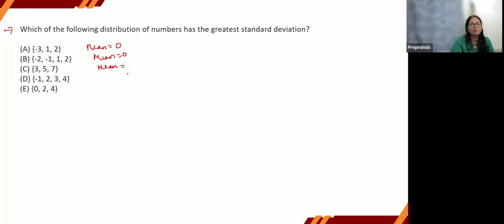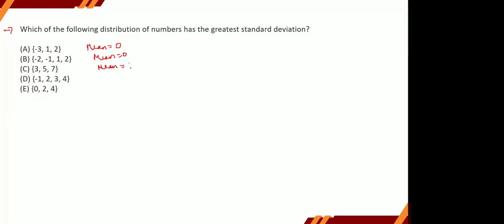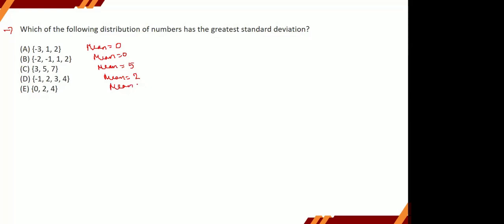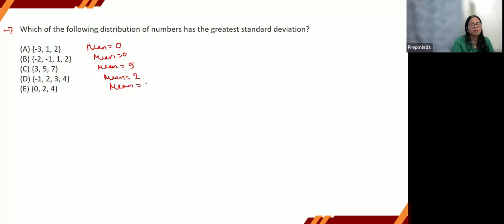Here, 5. Right. No, sorry, 2. Yes, 2. Then again, it is 2. Okay. Now what next, once we have the mean?